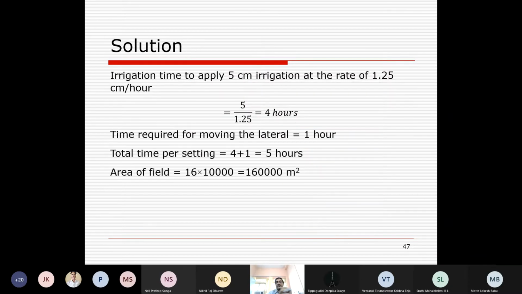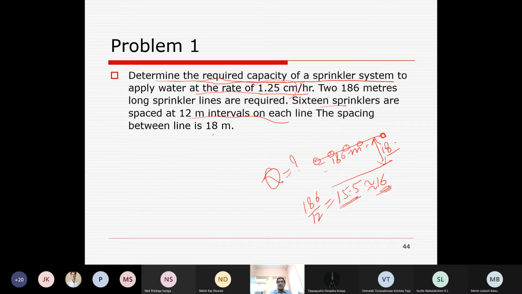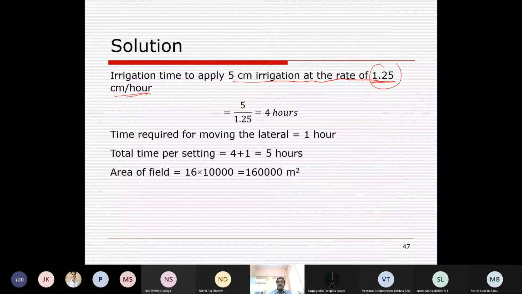Let me show you the irrigation time. To apply 5 cm irrigation at the rate of 1.25 cm per hour, as we have learned previously, how much time will it take to apply 5 cm? It requires 4 hours to apply 5 cm depth of irrigation when the output is 1.25 cm per hour. Now the time required to move the lateral is 1 hour for each set. So the total time per setting is 5 hours.